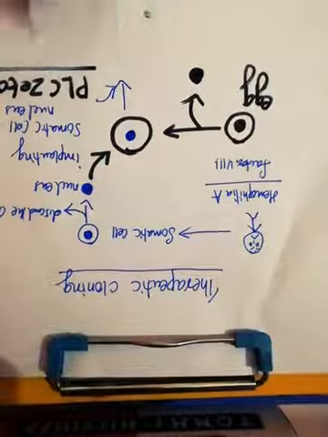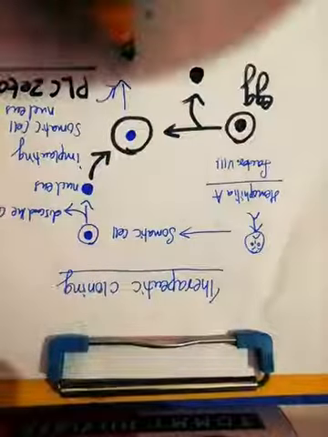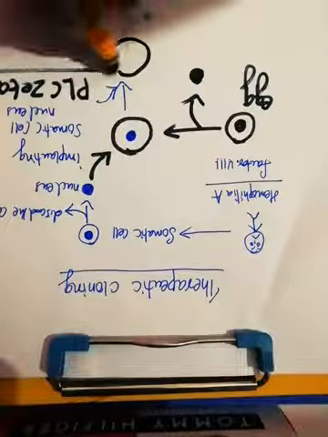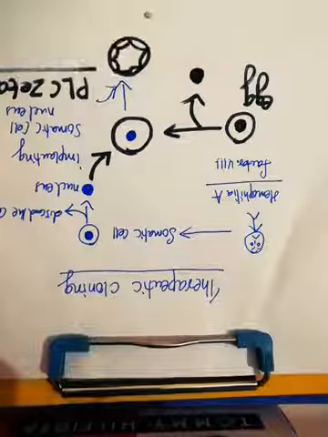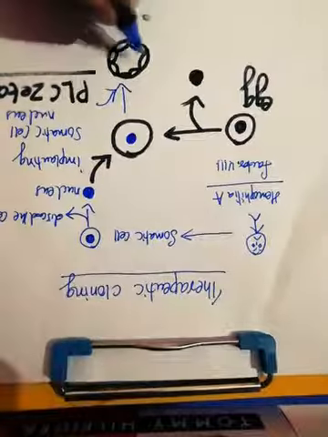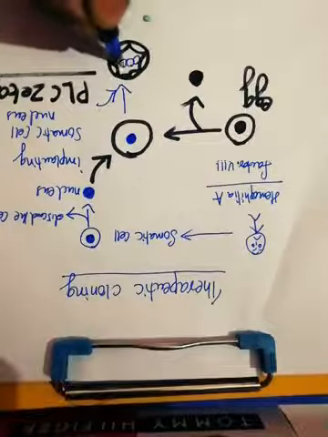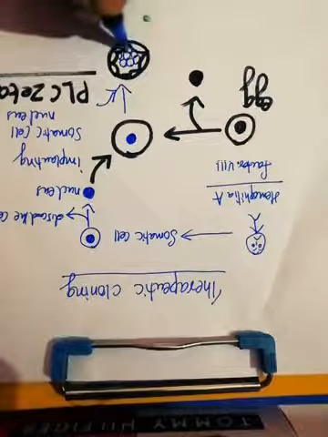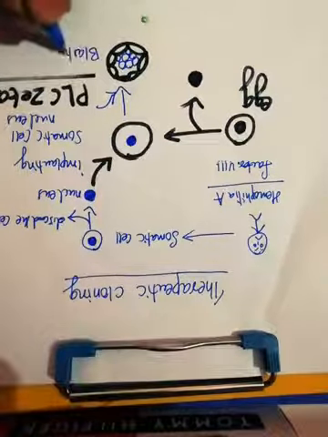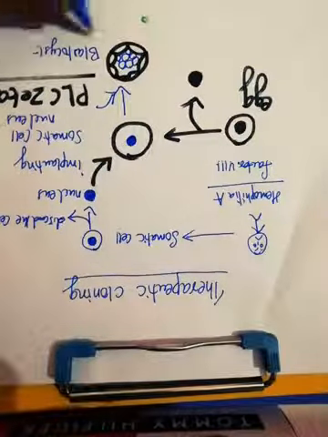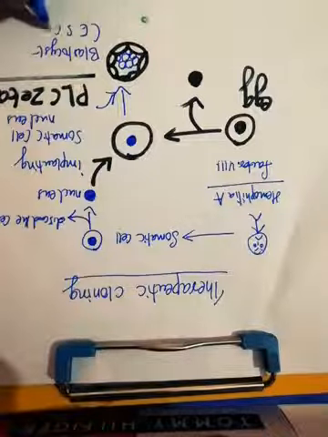Now what happens is, after giving the PLC zeta injection, they undergo differentiation, and within 3 to 4 days, the blastocyst stage will be developed. This is the blastocyst. The inner cell mass of the blastocyst, what is it called? Embryonic stem cell.